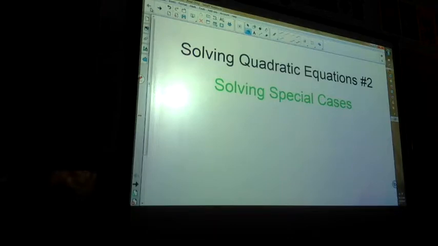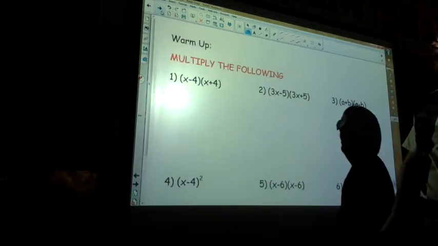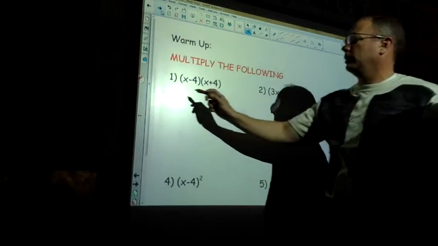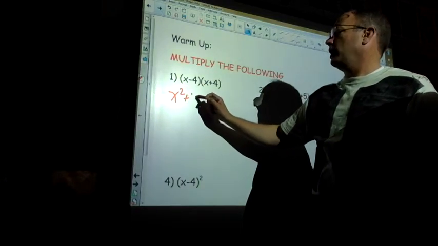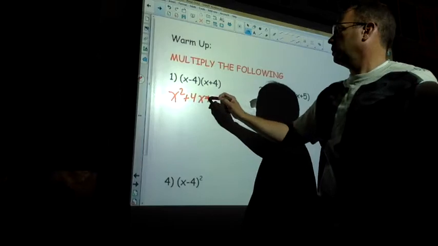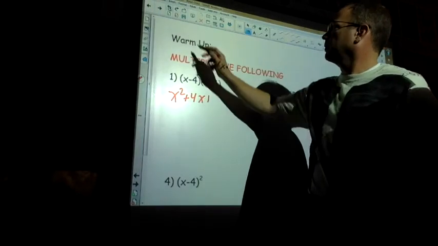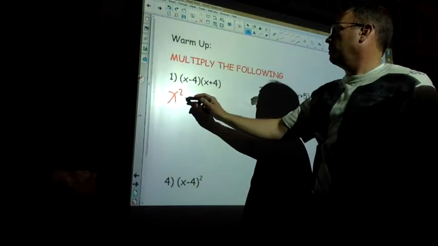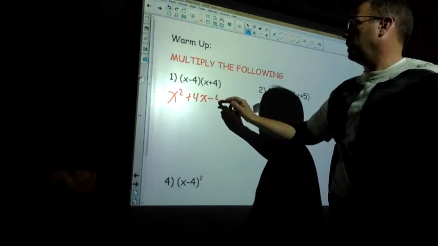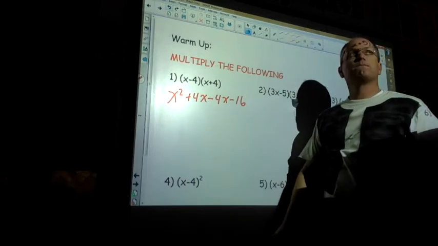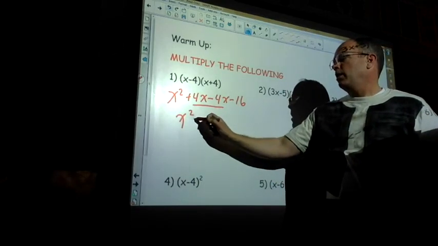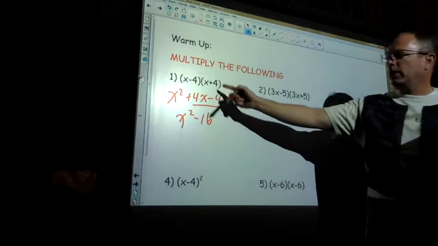Alright, quadratic equations number 2, solving special cases. So special cases in this case would probably be difference of two squares, things like that. So let's take a look at solving some of these special cases. First one. Oh, first we want to multiply these all out. So let's see. X squared plus 4x minus 4x minus 16. What cancels? Those are gone, right? So I get x squared minus 16. So that's the difference of two squares. Okay, that's how it would factor out.